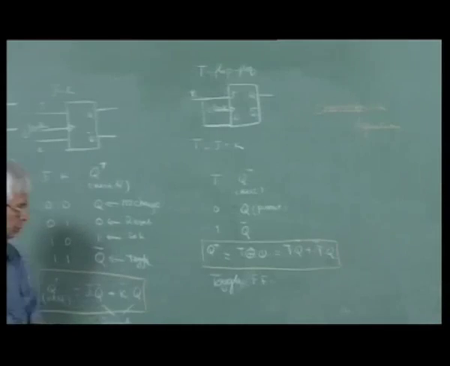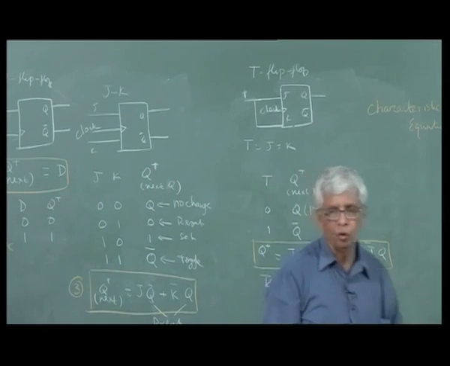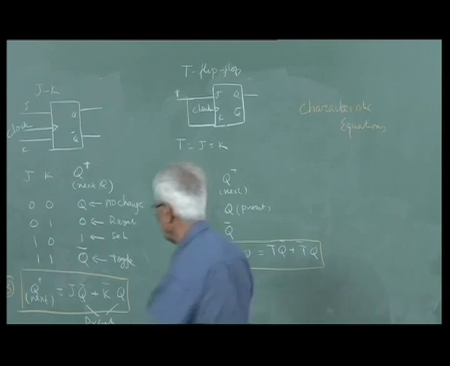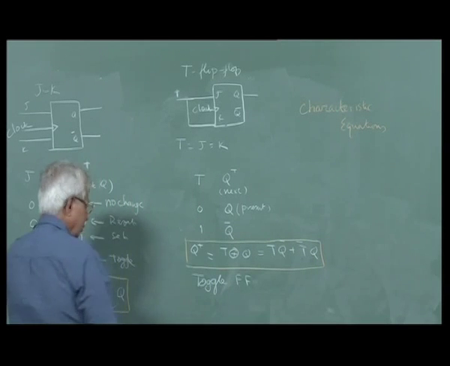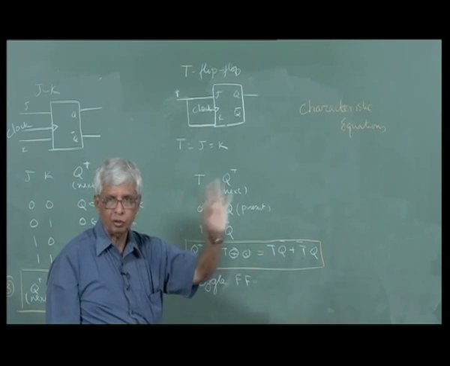And all of them assume that the clock is applied. When the clock is 0, these characteristic equations do not work. When the clock is 0, output remains what it was before.